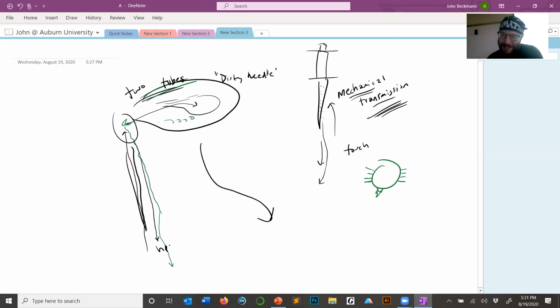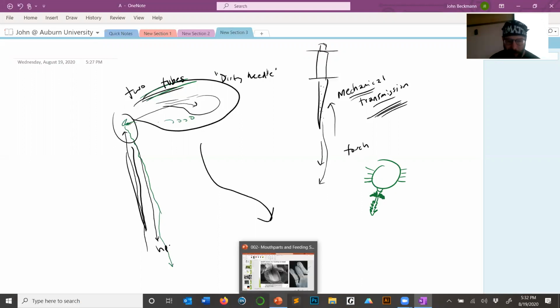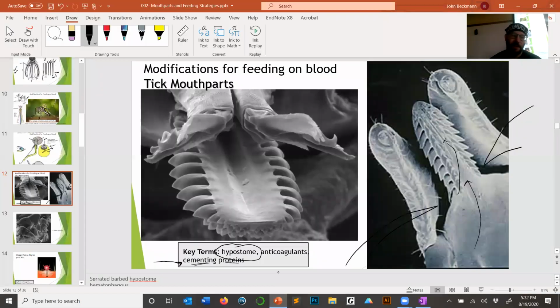8 legs. Here's the tick. When it sticks in you, it will spit special proteins that are actually like cement, and it will literally glue its face to your body. So not only is the mouth parts like this, but it has literally glued its face to your skin from the cementing proteins.